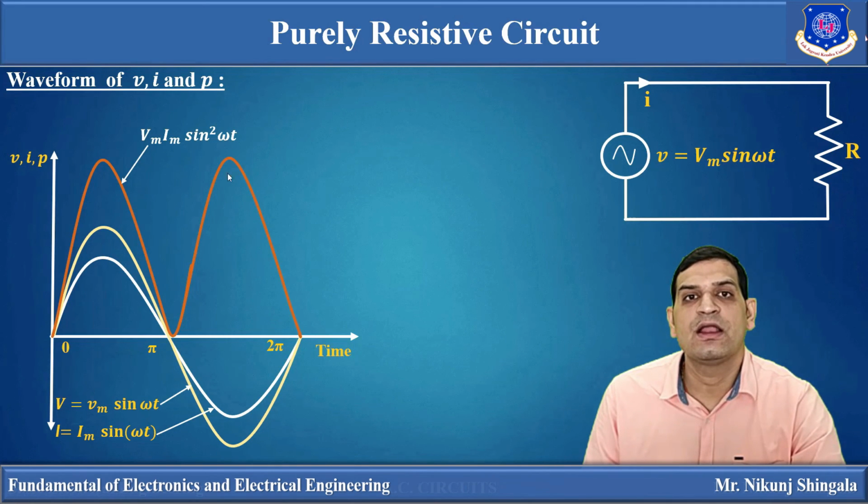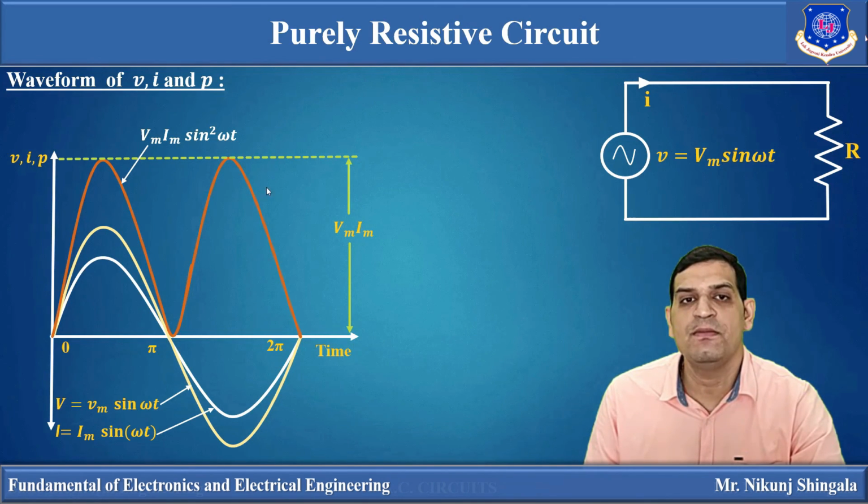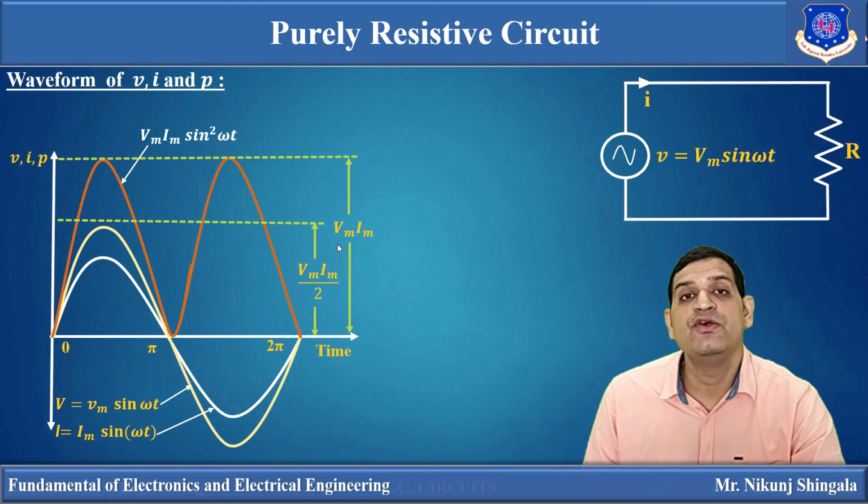So this is the graph of instantaneous power, and the maximum value of the instantaneous power is nothing but Vm Im. We have to represent Vm Im over here, and this is the average value which we are getting, that is Vm Im divided by 2. That is nothing but Vm by root 2 into Im by root 2, Vrms into Irms. So this is the average of the given instantaneous power.